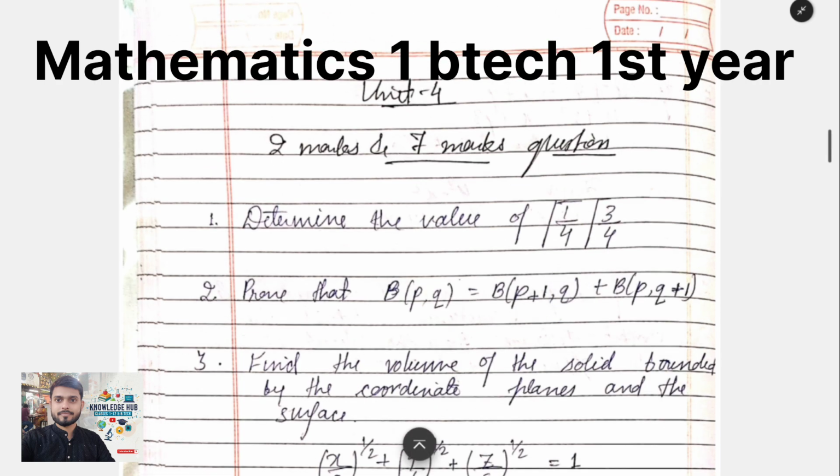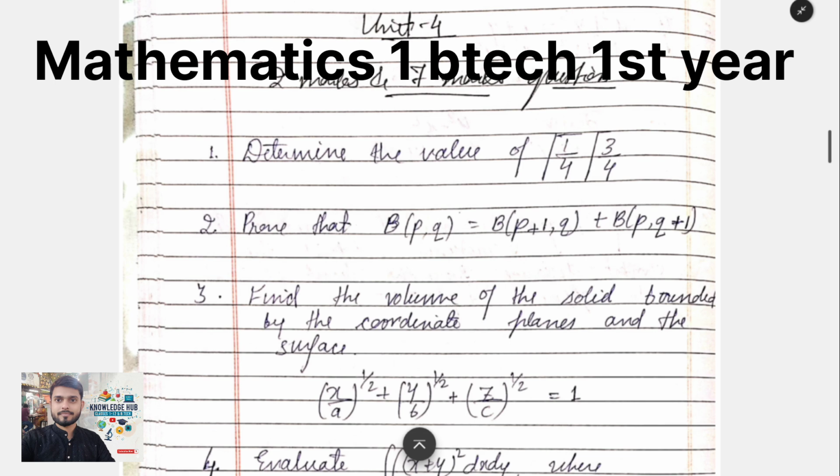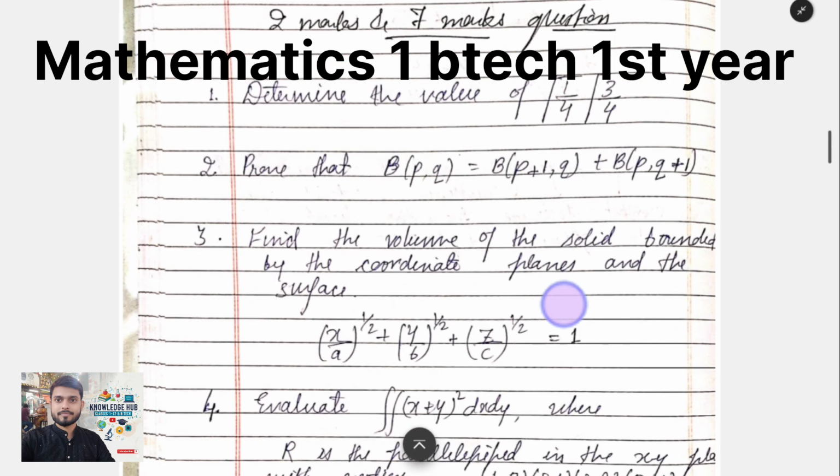Now we will proceed to unit 4, with 2 marks and 7 marks questions. Determine the value of gamma 1 by 4 times gamma 3 by 4. Now the second one is, if beta is equal to p upon q, then prove this. This is one type of proving question.